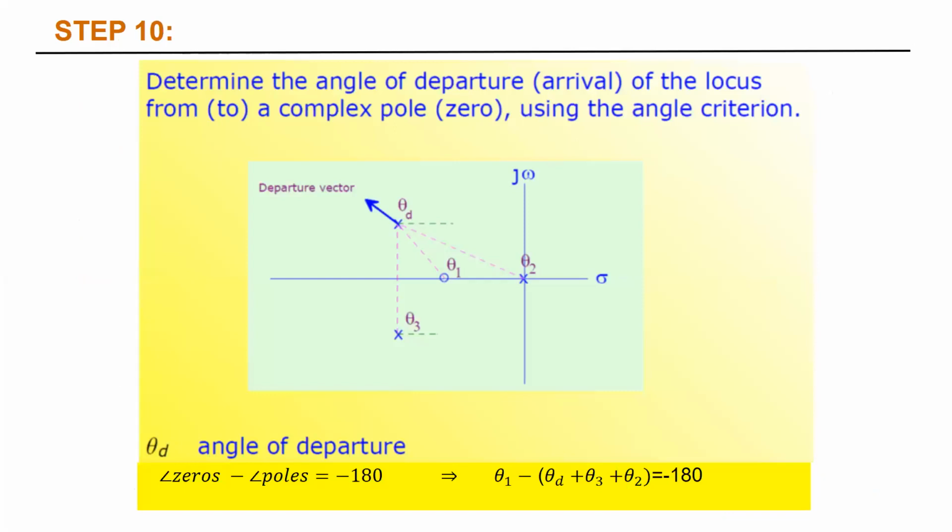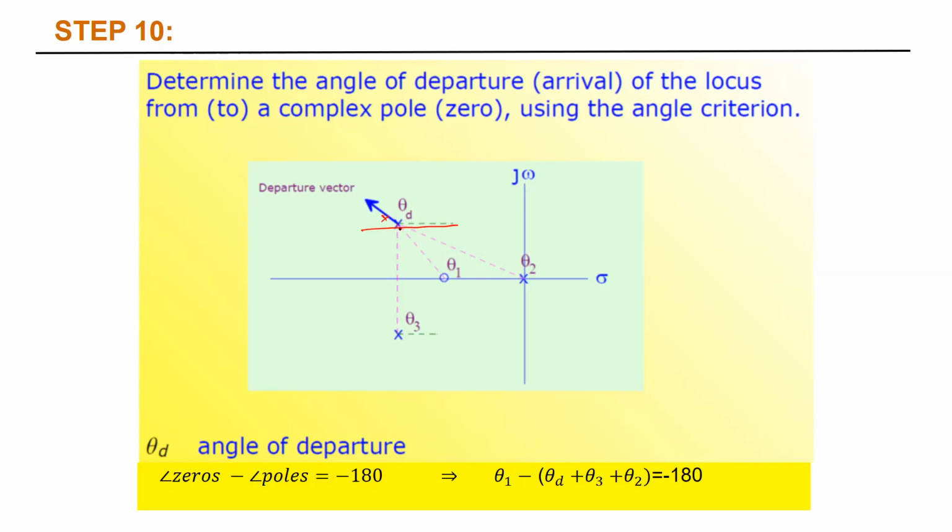Now, the other thing: if I have complex conjugates, how does the locus leave the poles? Or if I have a zero, how does the locus reach the zero? We assume that if this is the pole, we are just above the pole, and we make a straight line and apply the angle condition. The angle condition: angle of zeros minus the angle of poles equals -180. So I will assume, in here, from this pole to this point, I call theta d, which is unknown to me.